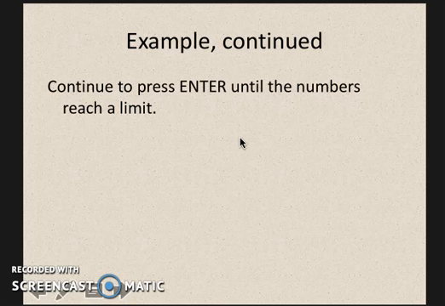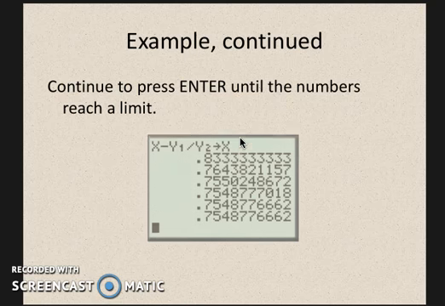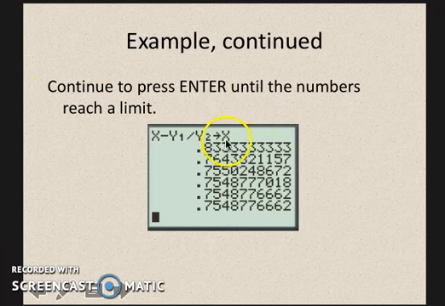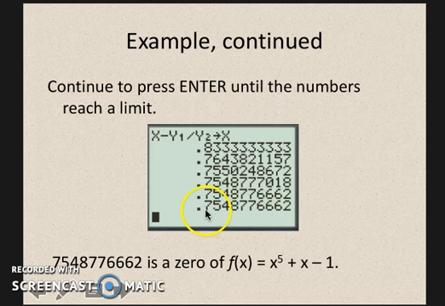Usually the question asks you to find it to 8 digits after the decimal, or 6 digits. So you keep hitting enter, and when the values start matching, then you stop. Then you say that 0.7548776662 is a zero of this function. Okay, now this was a polynomial.